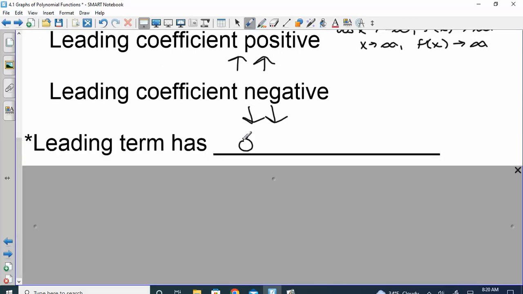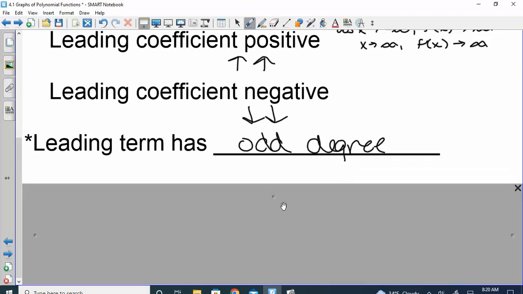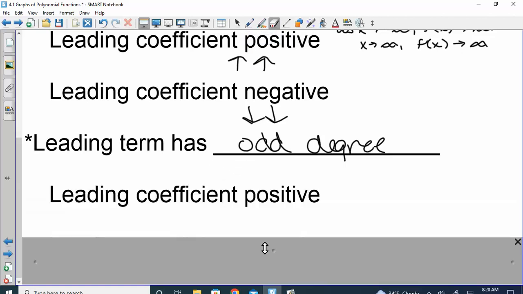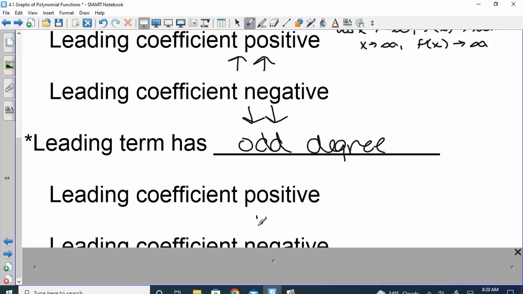Okay, now let's talk about the odd degree. Is it up, down? Or down, up? We have to go in order, so it looks like a chair. If you think about your chair, the left side is pointing down, and the right side is pointing up. So if the leading coefficient is positive, it's down, up.